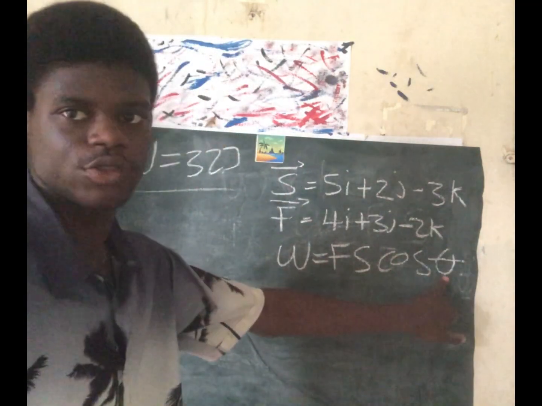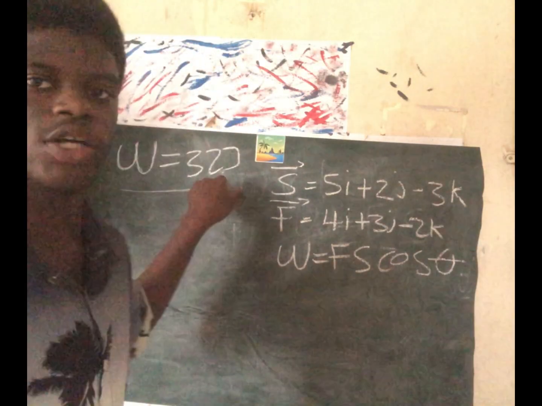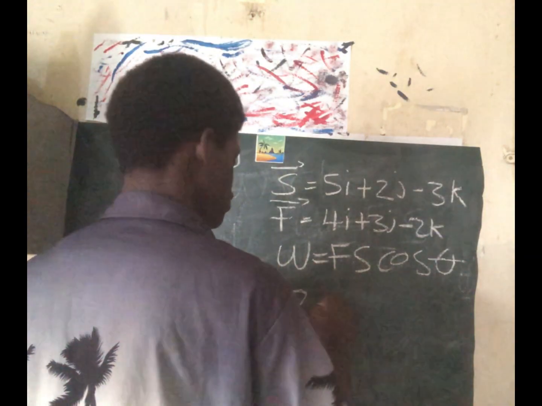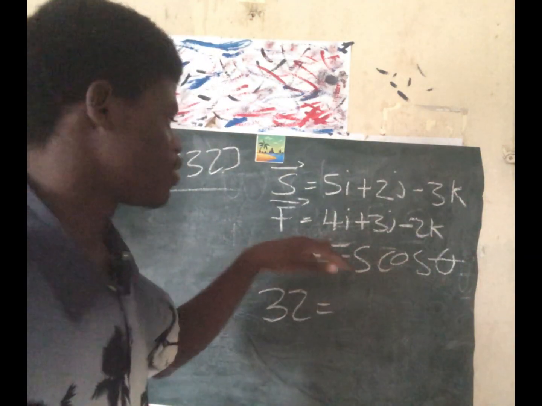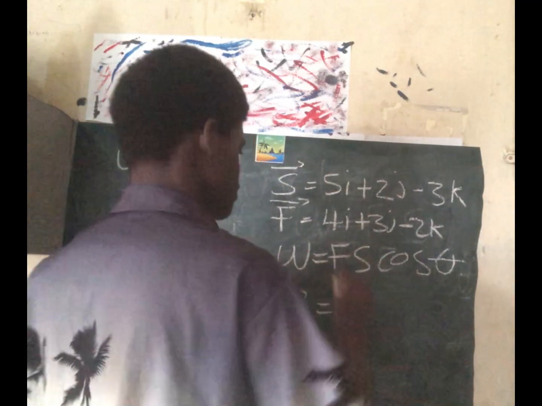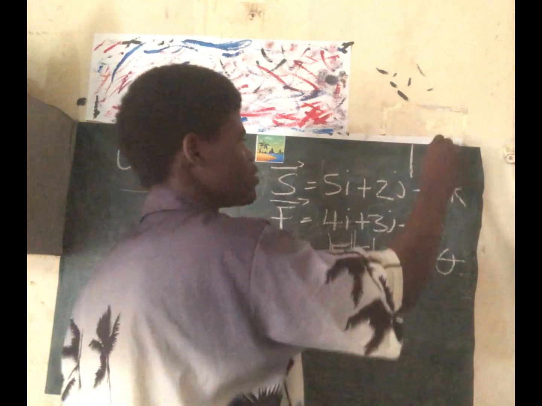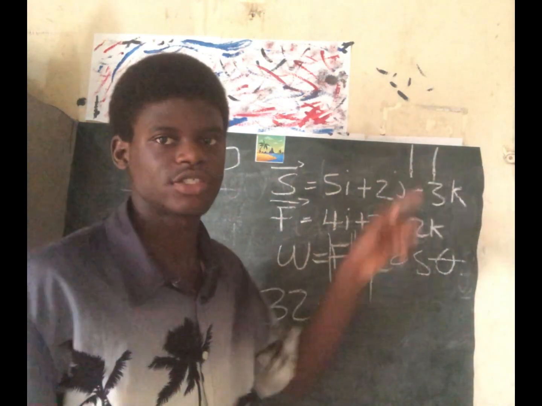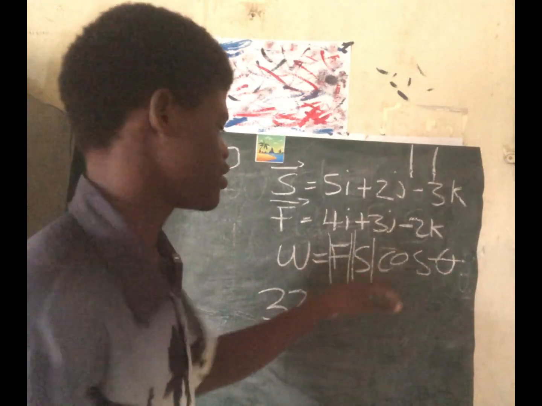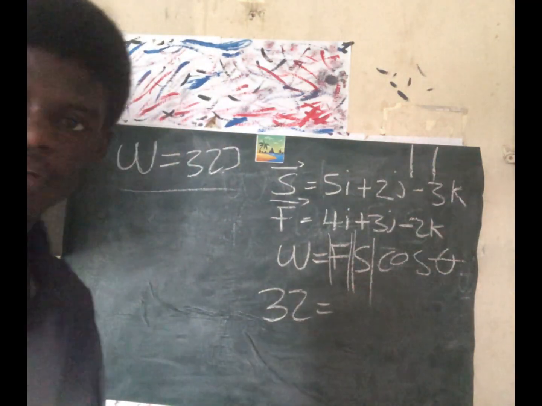So this is the angle they're asking us to find. So what do we do here? We already know W is 32 joule as we found from A. So that will be 32 is equal to, then we look for the magnitude of F, the magnitude of S. You should know that this two dash represents magnitude. So we look for the magnitude of F, the magnitude of S, then we multiply them together, then cos theta. So how do we find the magnitude of F and S?